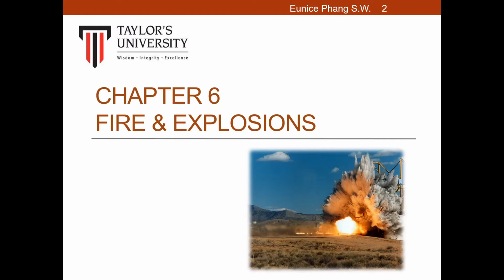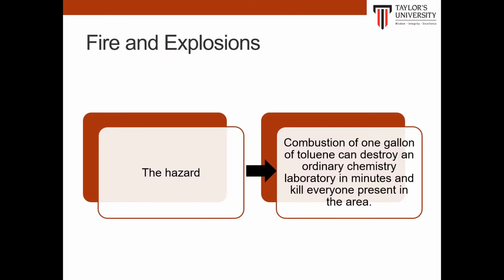So first we're going to talk about chapter 6, which talks about fire and explosion. Chemicals present a substantial hazard in the form of fire and explosions. The combustion of 1 gallon of toluene can easily destroy an ordinary chemistry lab in minutes, and people present may be killed. So the potential consequences of fires and explosions in pilot plants and plant environments are even greater.